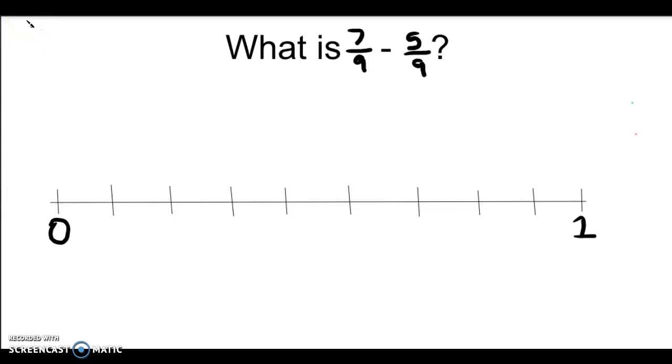Hey writers, we're back again with another fraction problem to solve. Today we have 7/9 minus 5/9.